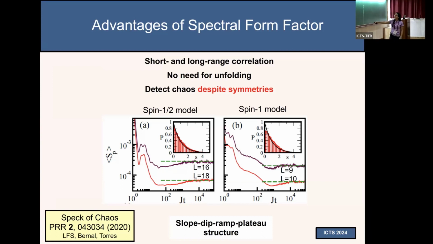So here I'm showing an example of this issue. We have two models, spin half model and spin one model. They are chaotic, but they have symmetries. We didn't take the symmetries into account, and you have there a Poisson distribution. But if you look at the spectral form factor, you will see that structure there. And so it has its advantages. Now, this structure, this dip, ramp, plateau, I'll be calling it the correlation hole.